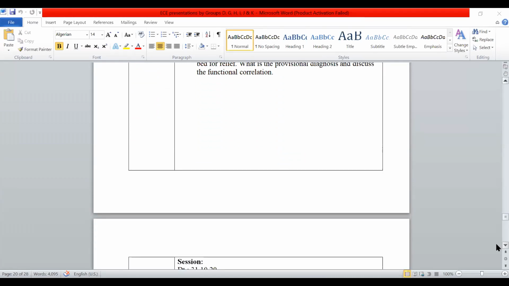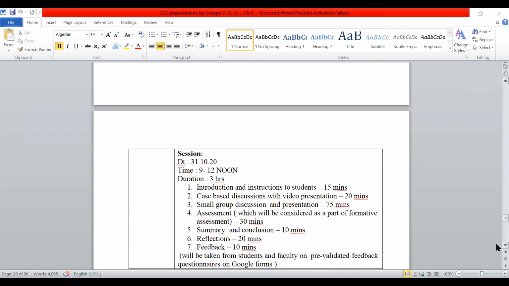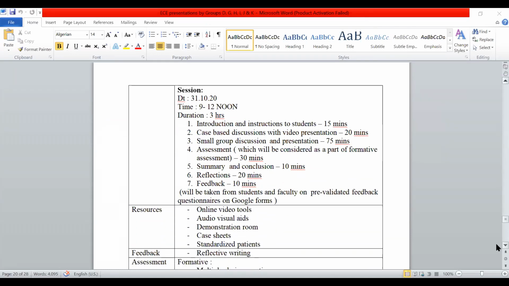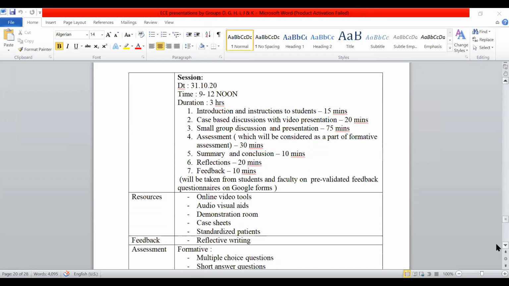We have planned a session of 3 hours, usually in the morning hours, 9 to 12. It is divided into various parts. The introduction and instruction to the students are given for 15 minutes. The case-based discussion with video presentation is done for 20 minutes. After that, we have a small group discussion with the students in batches of 20 to 25, with a presentation from each group, taken up for 75 minutes.